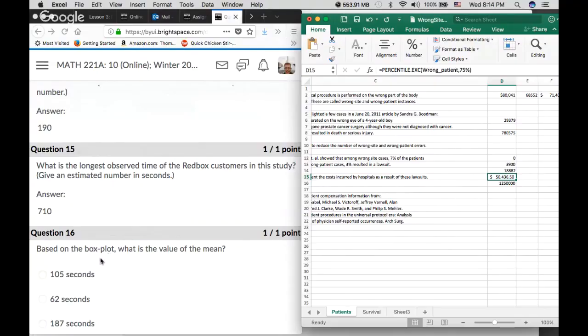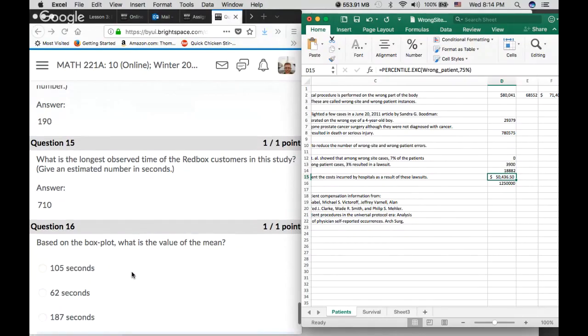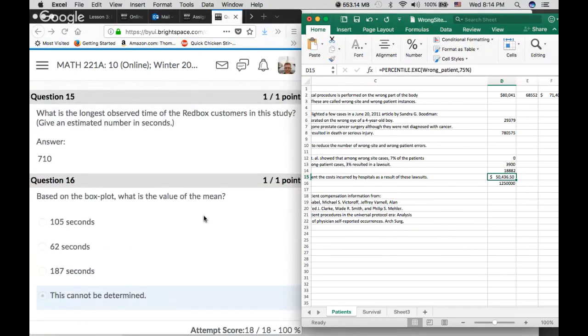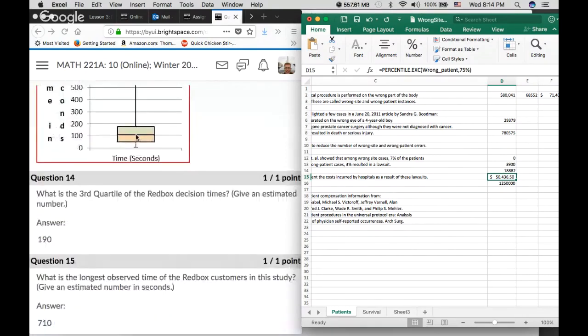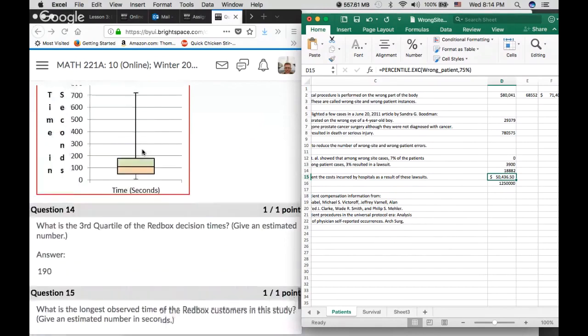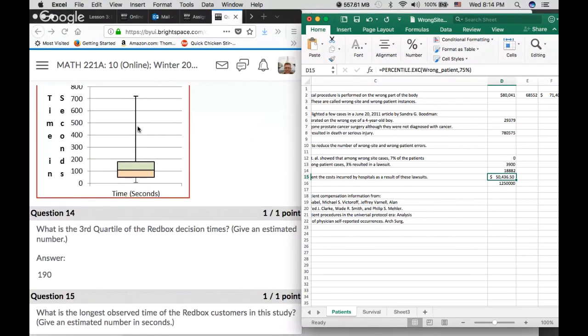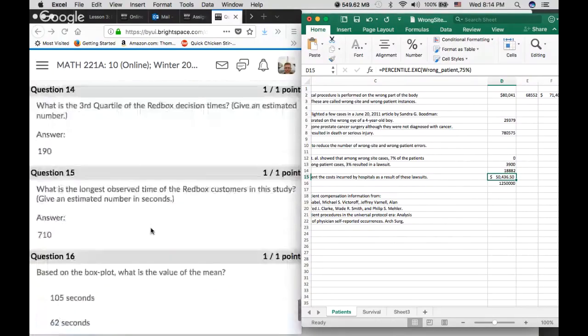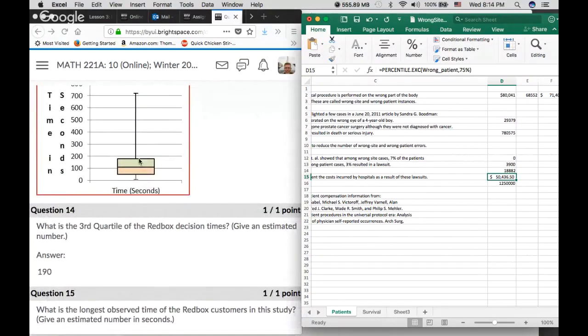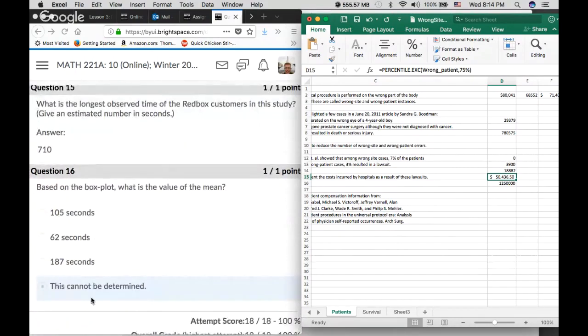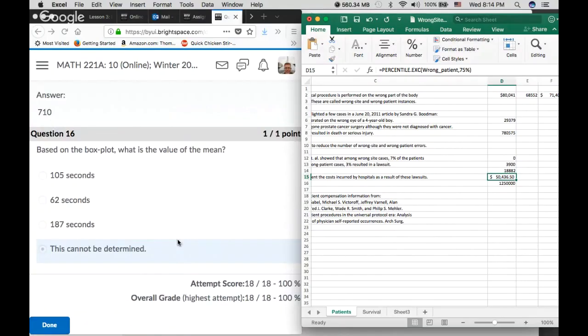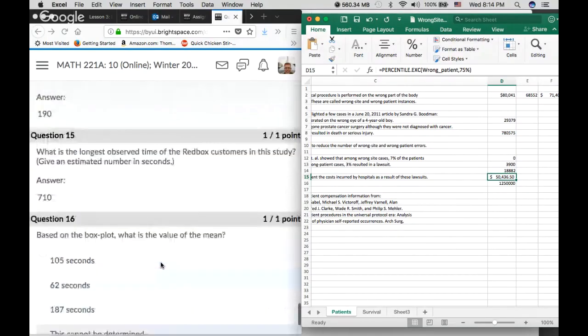Box plot, that's what it's called. Based on the box plot, we can only get the median. The mean would require us to have the times that they used. So all we have is these 5 numbers, so we can't really get the average. This cannot be determined. Good.